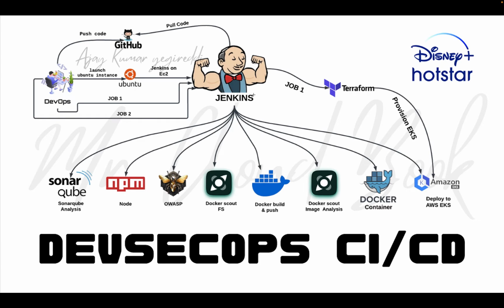For the second job, the first stage is to send the code to SonarQube analysis to check whether the code has any vulnerabilities or not. Once the check and quality gate are completed, we move to the next stage, npm and Node. We need some required dependencies for this project because it is built on React.js. So we are going to install some dependencies with the help of npm.